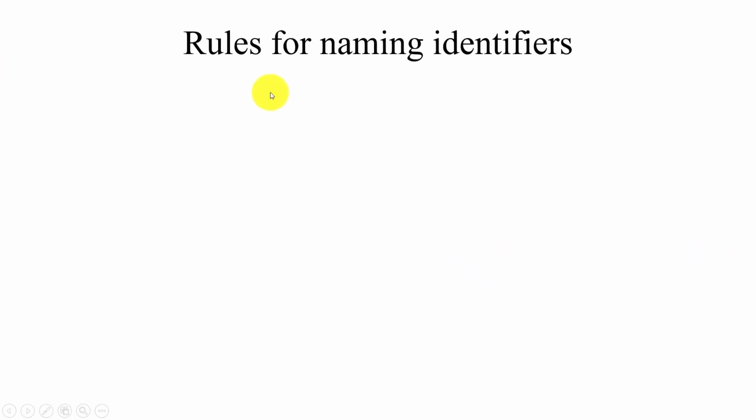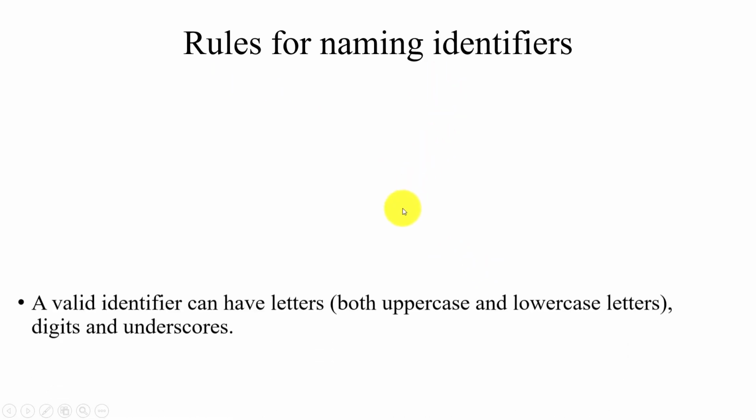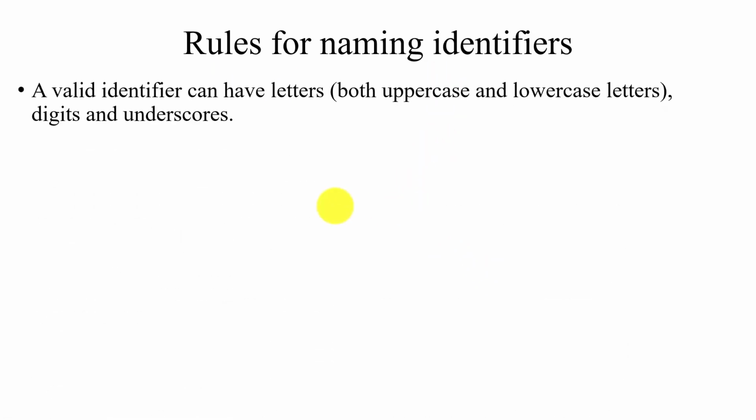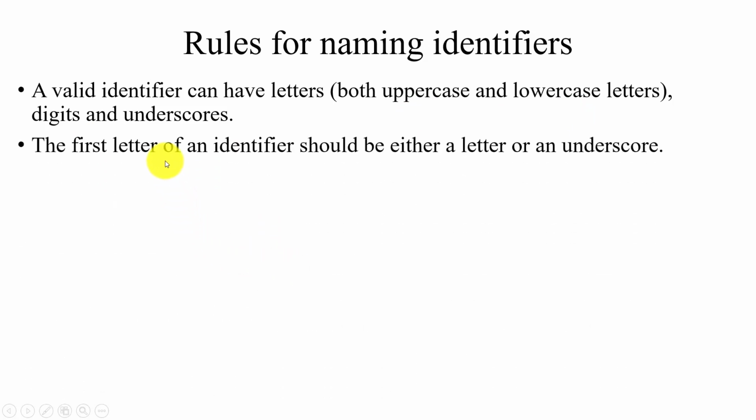Now let's understand the rules of naming identifiers. The first rule is that a valid identifier can have uppercase and lowercase letters, digits and underscore. Here an identifier includes uppercase, lowercase, digits and underscore. Second rule, the first character of an identifier should be either a letter or an underscore.